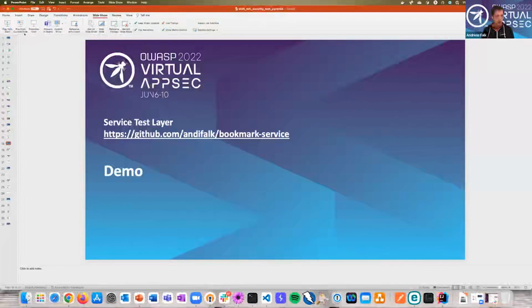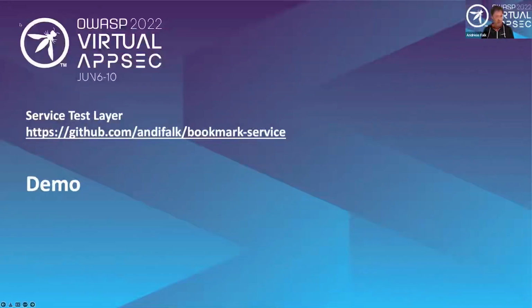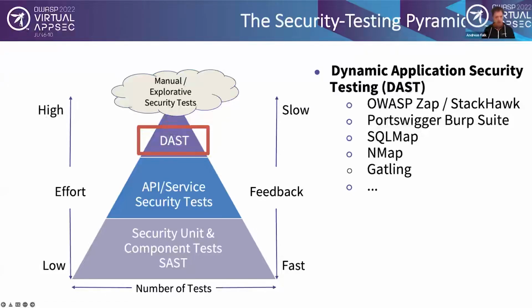So this was about the service layer. And on the top layer, you can then have your dynamic application security testing stuff. Like, for example, the OWASP tool. There's also commercial variant of that by Stackhawk. Then you have the Portswigger Burp Suite. That is the commercial thing compared to the OWASP tool. Then you have also specialized tool.